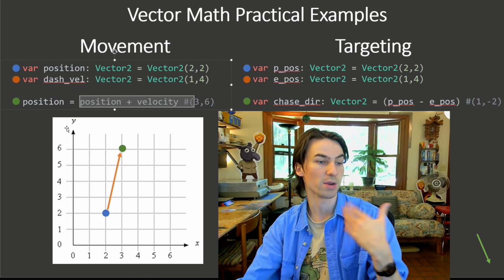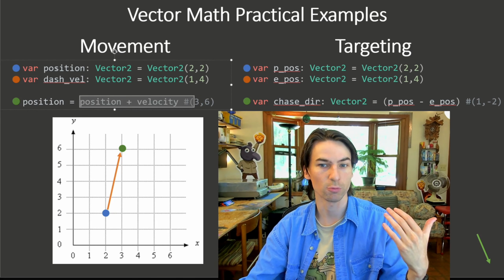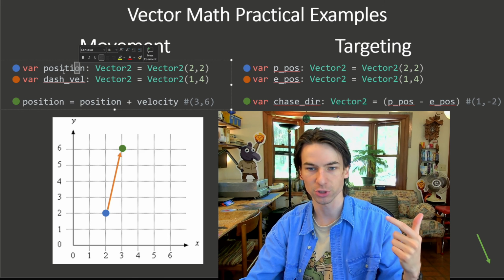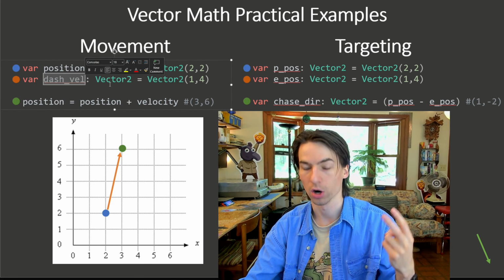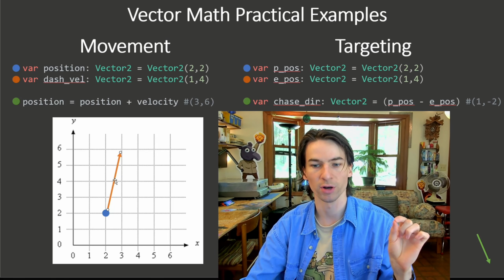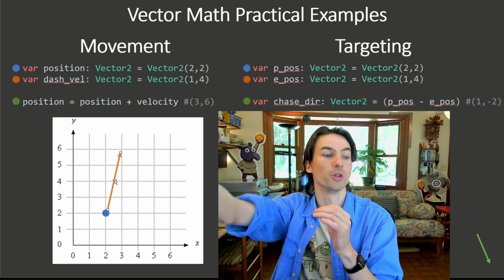It's to create motion. And this is what I mean when I say we can think of them either as points or as arrows. Because while both position and the dash velocity are Vector2s, one of them describes a point in space, whereas one of them describes a motion through space.